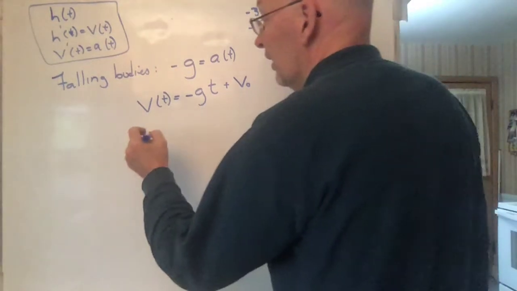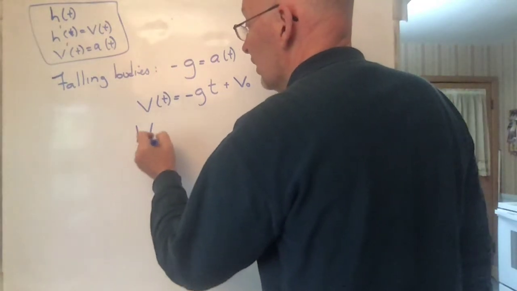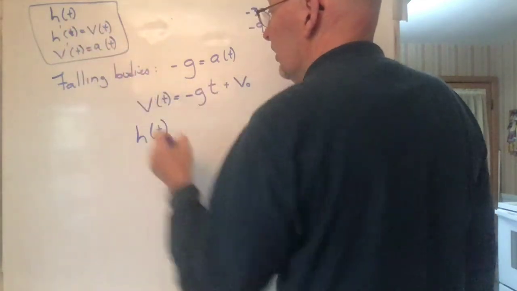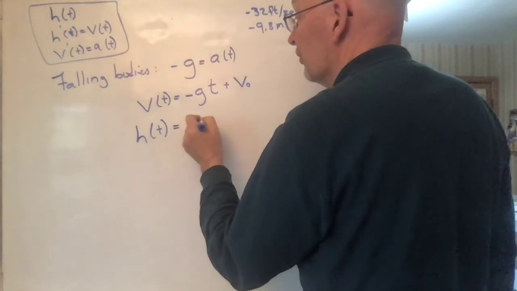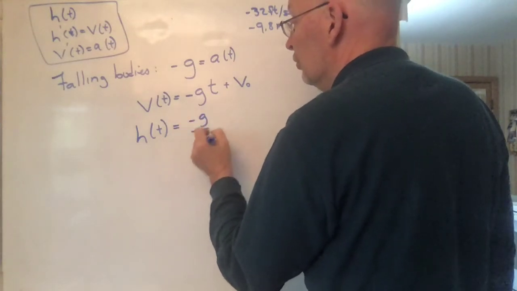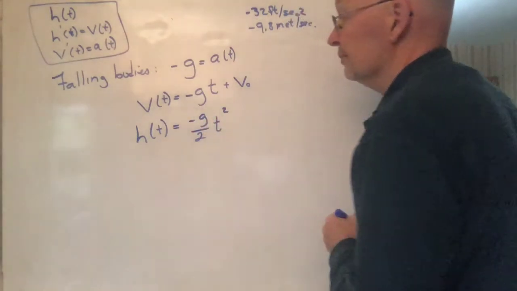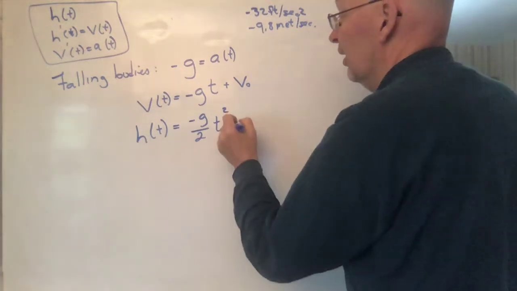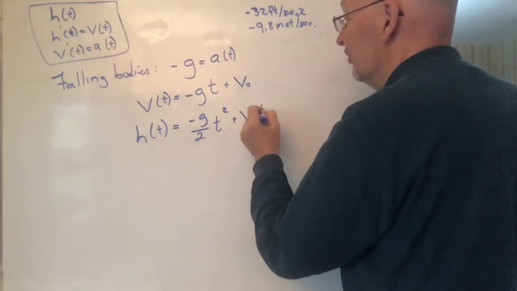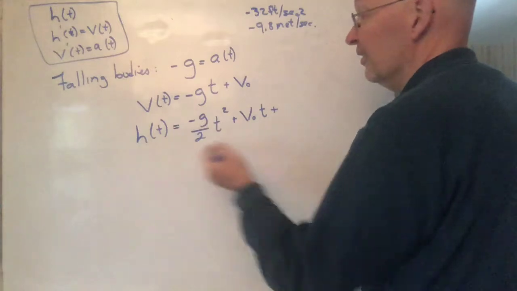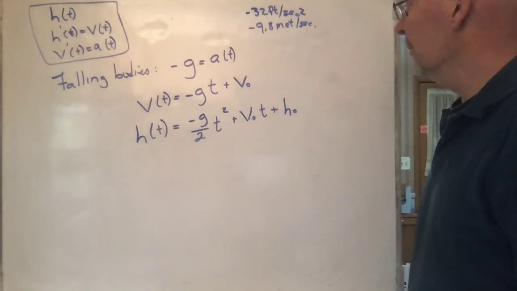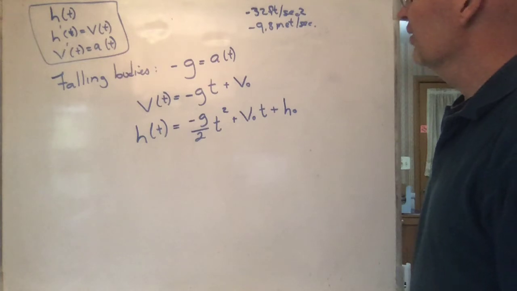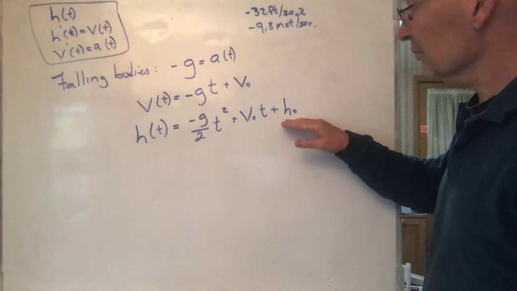Then once you have that, how do you find the height of the object? And again, that's going to be the antiderivative of this. So we're going to have to add 1 and divide by it. So it's going to be negative g over 2 t squared plus v naught times t plus another constant c, which for the same reason as before, I'm going to call h naught.